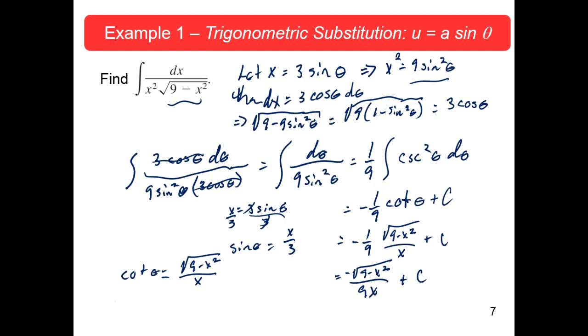Let's see what they got. Minus the square root of 9 minus x squared over 9x plus c. Yes, they got it right. Good for them. It's kind of nasty out there, isn't it? All right. See how that works? The thing we skipped over was that cosecant squared is a perfect derivative. So that made the problem fairly easy. All right, let me erase this, and we'll see how they did it. Was there a question? Okay.